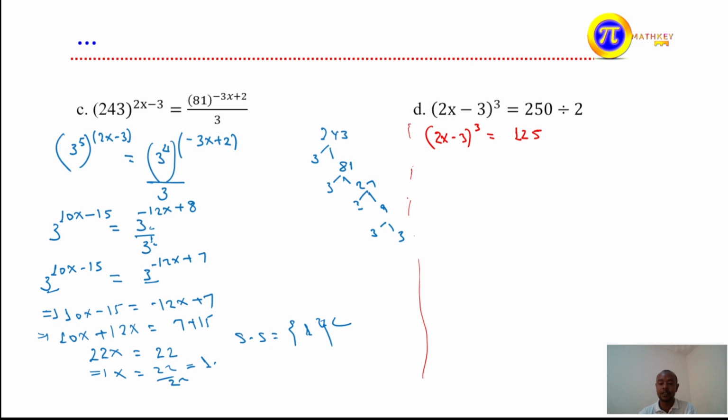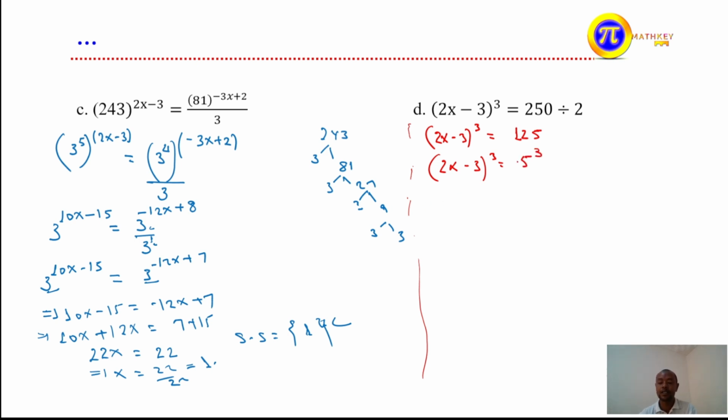So at the left side the base is what? With variable 2x minus 3, the exponent is 3. This one is what? 125. So we'll try to express it with a similar exponent. That means 2x minus 3, the power of 3, is equal to 125, which means what? That means 5 to the power of what? 3.